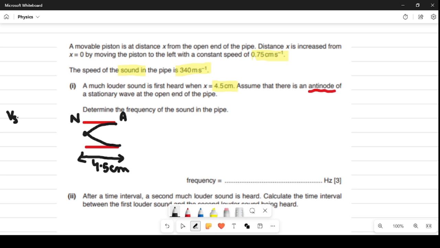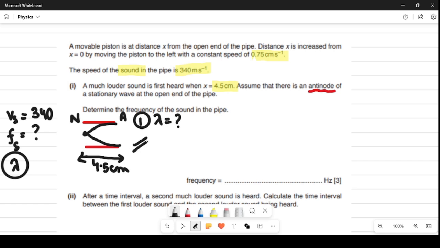The speed of sound is 340, right? He wants you to find the frequency. For the frequency of sound, you need to find the wavelength. We will first find the wavelength using this. How? We know that the distance between a node and an antinode is lambda by 4. So lambda by 4 is 4.5 centimeters. This means that your wavelength is 4 into 4.5 is equals to 18 centimeters. This is your first part.